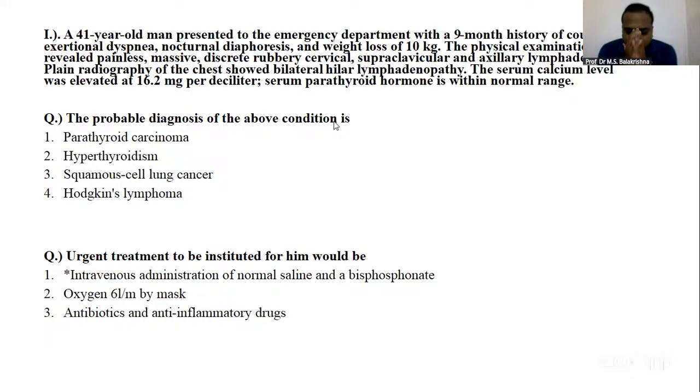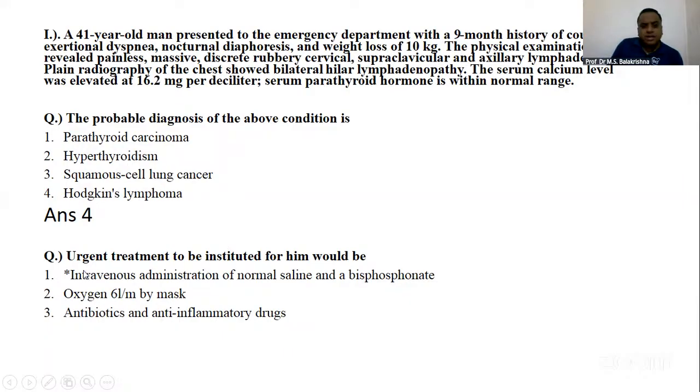So now it's a big clinical scenario. These are all features of actually Hodgkin's lymphoma. Hodgkin's lymphoma, yes. Please learn this properly. All these conditions you should learn, then only you come to know.